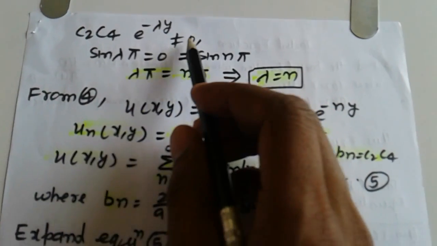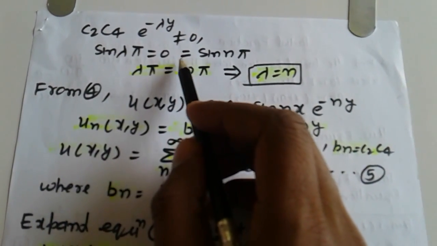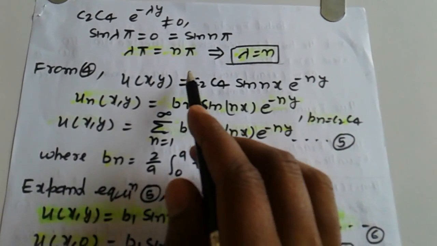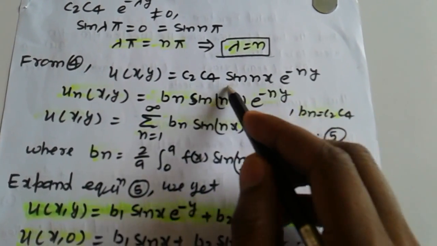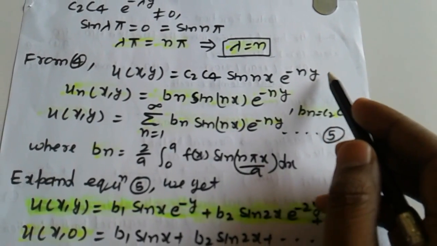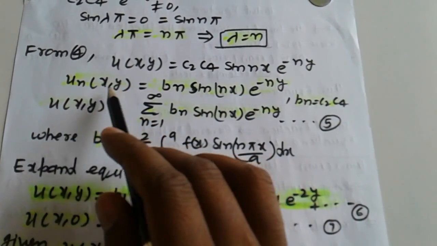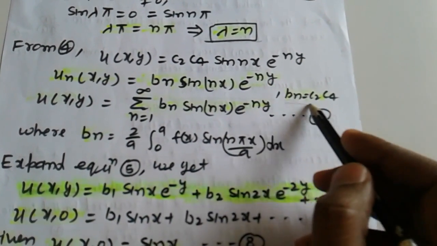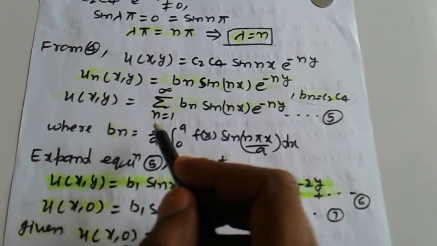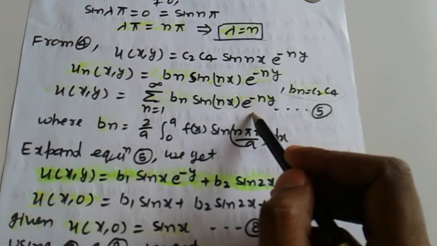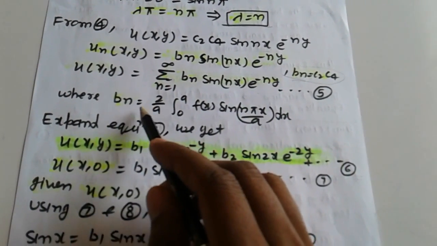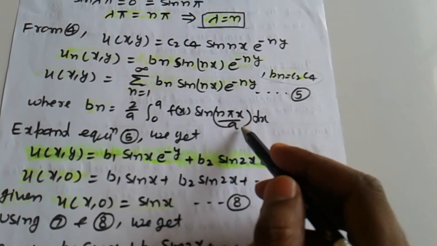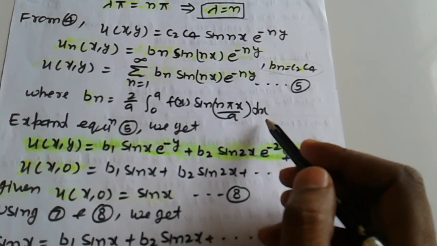By the condition again, u(pi, y) = 0. Now using 4, c2 c4 sin lambda pi e raised to minus lambda y equal to 0. So c2 c4 e raised to minus lambda y is not equal to 0, sin lambda pi equal to 0, so lambda pi equals n pi, lambda is equal to n. So from 4, putting the value of lambda, we find u_n(x, y) = b_n sin nx e raised to minus ny, where b_n equals c2 c4. Then u(x, y) is the sum from 1 to infinity of b_n sin nx e raised to minus ny, where b_n equals 2 upon a times the integral from 0 to a of f(x) sin(n pi x upon a) dx.